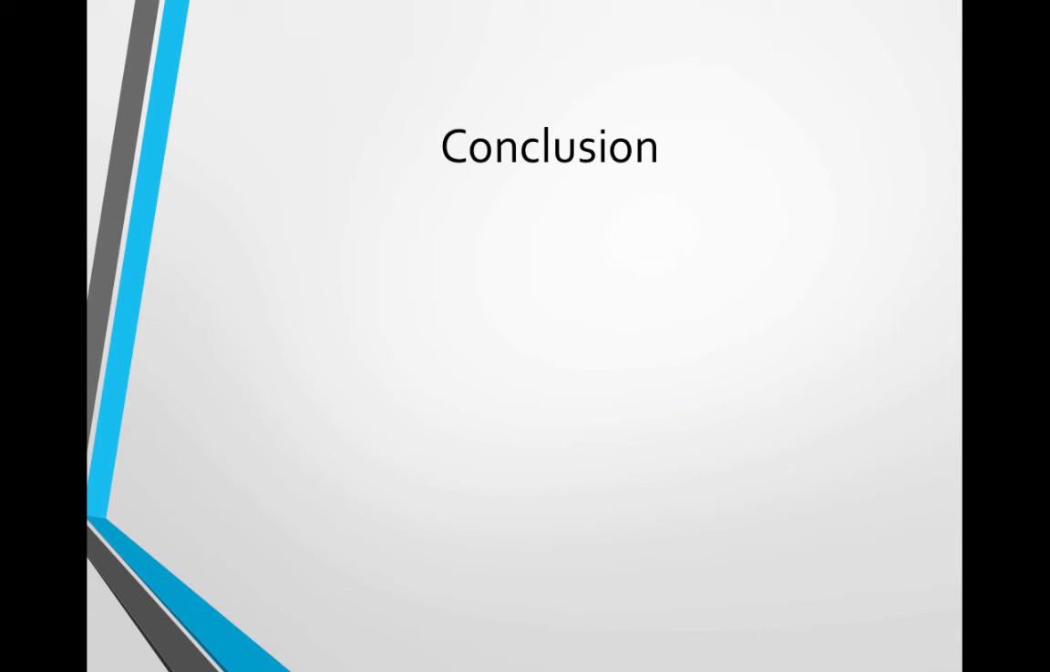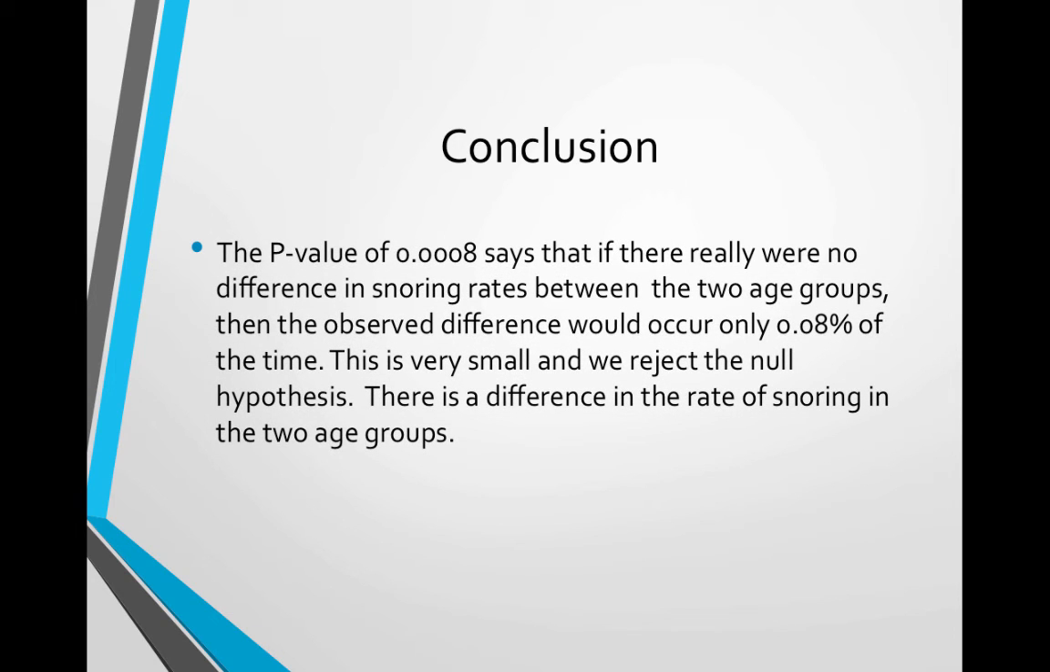Now that we've calculated our p-value, we can write our conclusion. And our conclusion is always based off of our p-value. So the p-value of 0.0008 says that if there really were no difference in snoring rates between the two age groups, then the observed difference would occur only 0.08% of the time. So that is what our p-value is telling us. That is the definition of the p-value in this context. What this means for our situation and whether or not there actually is a difference, because this p-value is so small, we reject the null hypothesis. There is enough evidence to suggest that there is a difference in the rate of snoring in the two age groups.